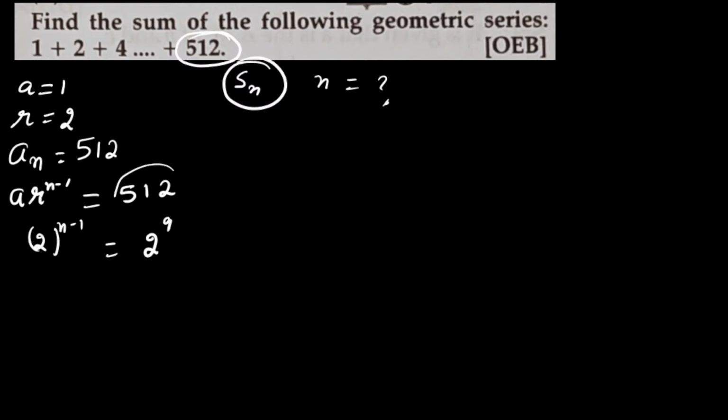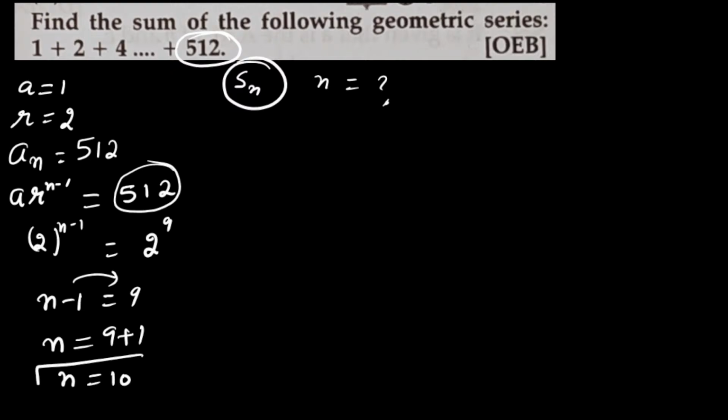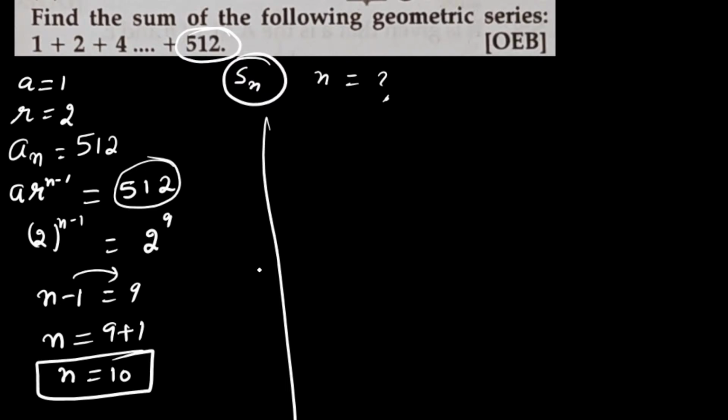With the help of prime factorization, you can write its exponential form. Bases are same, we can equate the powers. So n minus 1 is equal to 9. Minus 1, when we shift to the other side, it will become plus 1. So n is equal to 10. So this we have found. Now n's value we have found, Sn we have to find. So S10 we have to find.